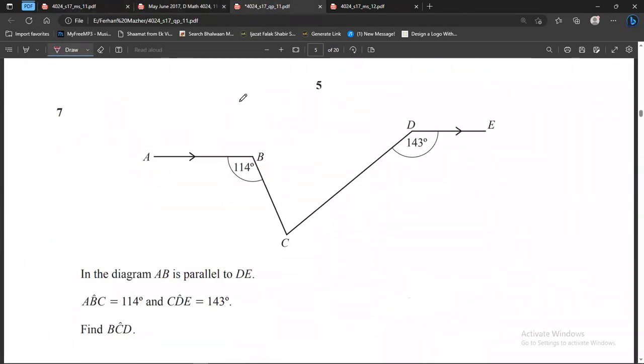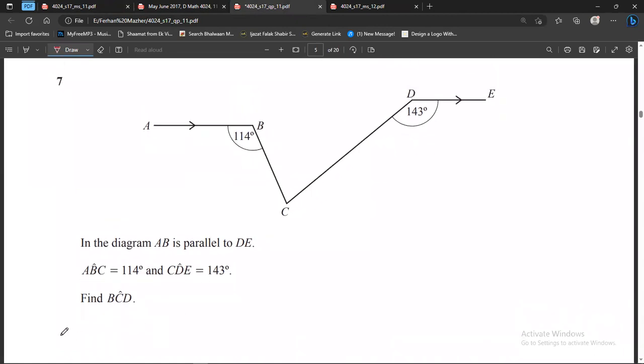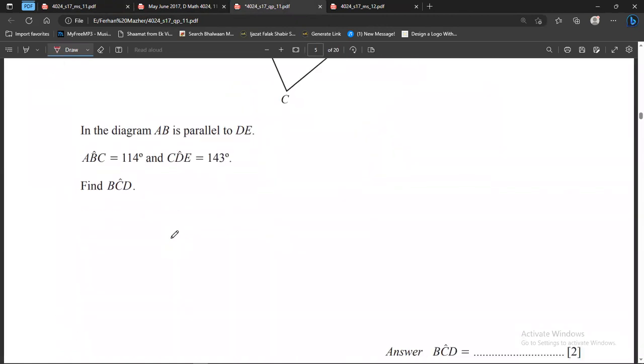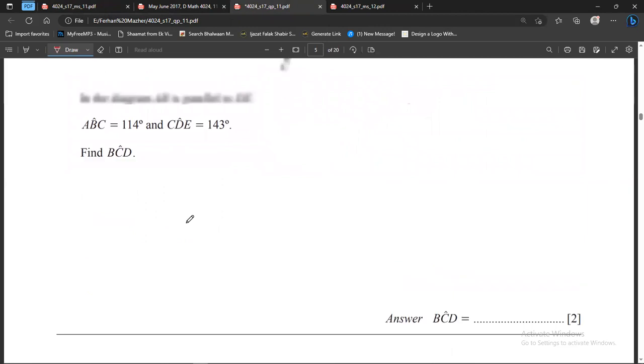Okay, so we are going to the next question. The next question is question number 7. It is a 2 marks question. He says in the diagram, AB is parallel to DE. ABC angle is 114. The CDE angle is 143. Find the BCD. They want me to find out this angle.